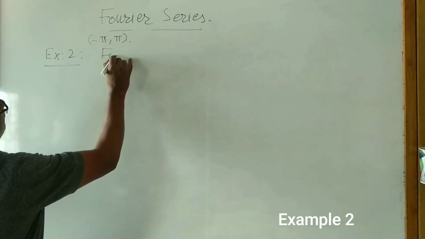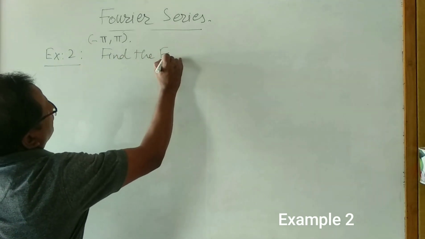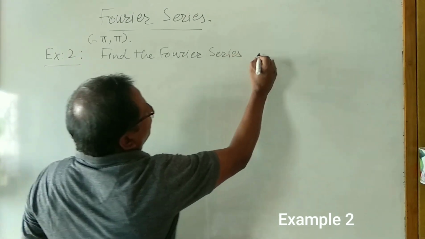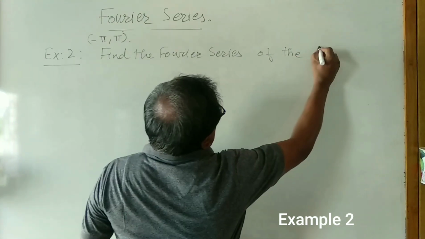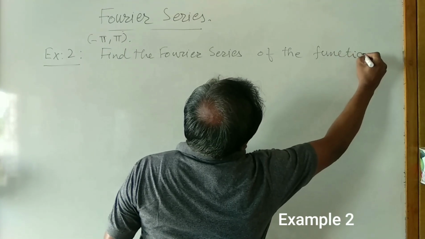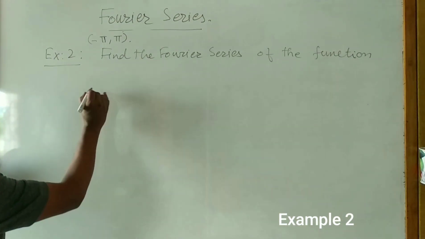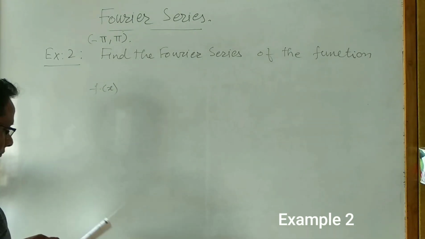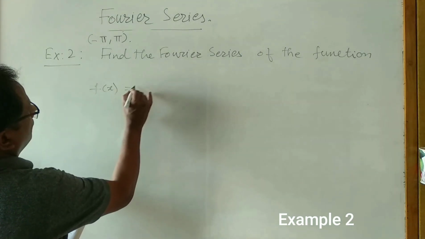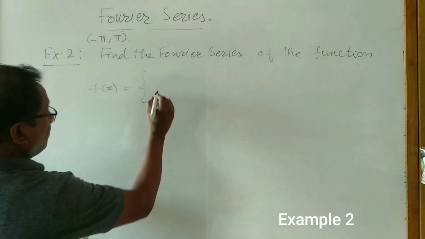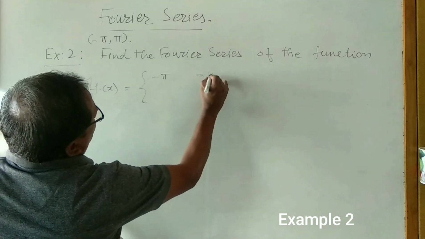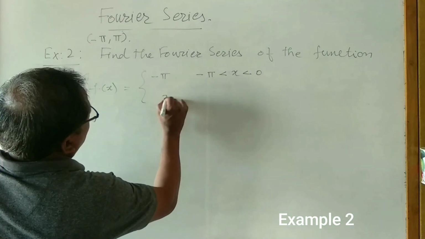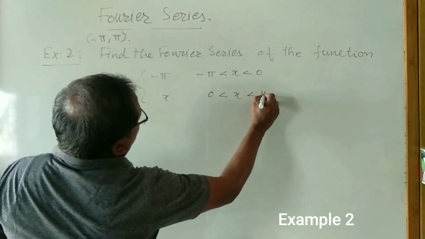Find the Fourier series of the function f of x equals to, defined like this: minus pi for minus pi less than x less than 0, and it is x for 0 less than x less than pi.